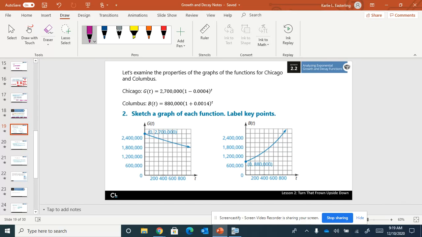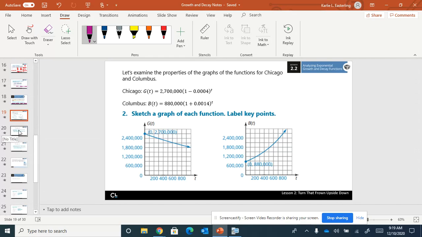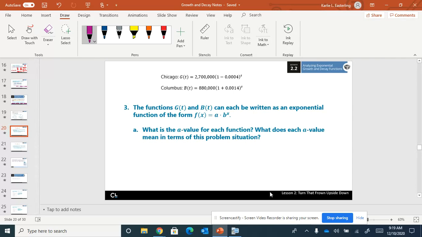So as you can see, g of t is Chicago, and it almost looks like a linear function. It's not, though. It is very slightly decreasing because that percentage is so small, which is why it looks almost linear. But because our percentage is a little bit bigger over here with b to the t Columbus, you can see how it's increasing more. So these are both exponentials. This line does look straight, but I promise you it's not. It's a little bit curved, okay?